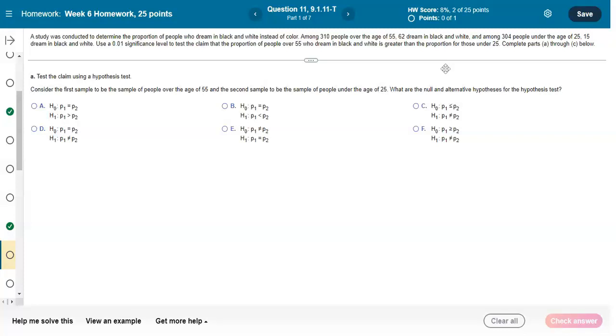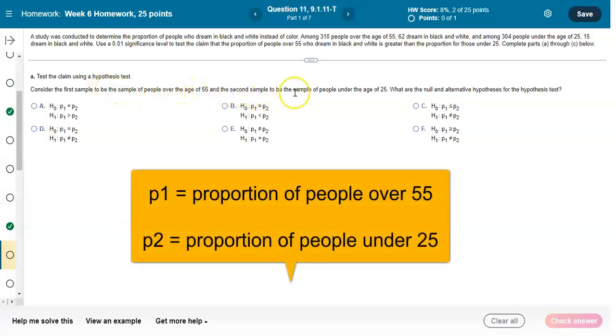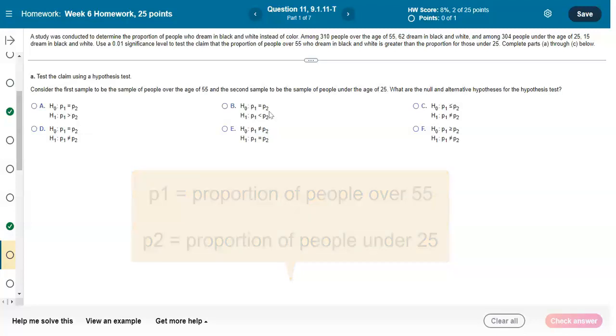And we're trying to compare them to see if the proportion of people in those two groups is different, if one is greater than the other, as far as how many of them dream in black and white as opposed to color. So the first thing we need to do is figure out what our null and alternative hypotheses are going to be. They tell us here in the question that we want the first sample to be the sample of people over 55 and the second sample to be the sample of people under age 25. So when we see a P1, we know that means the proportion from the over 55 group. And when we see a P2, we know that means the proportion from the under 25 group.